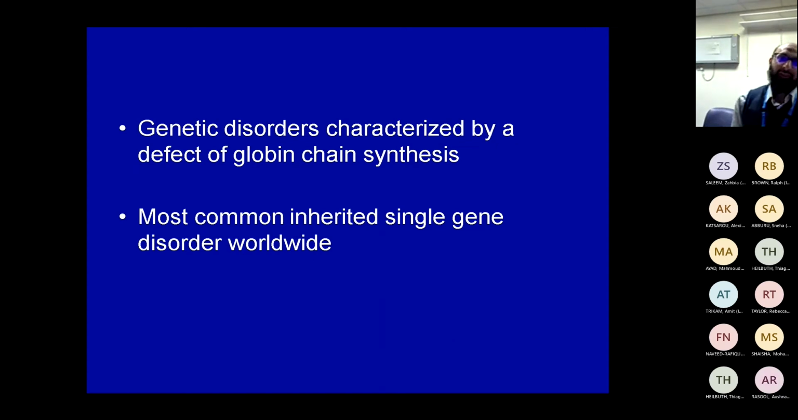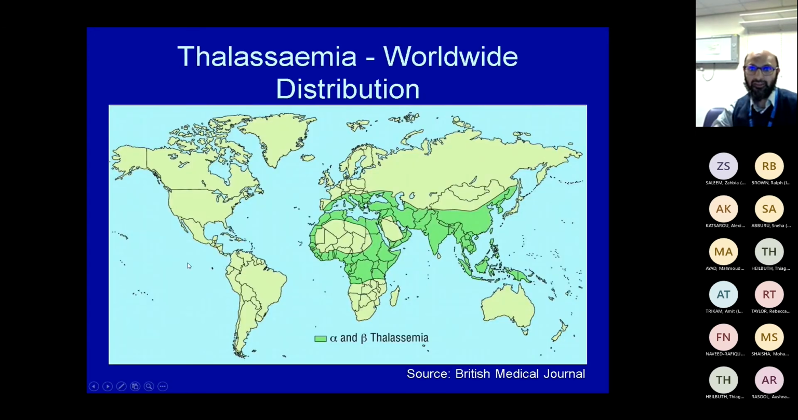So the thalassemias, just coming back to the more epidemiological and clinical aspects of thalassemias. They are genetic disorders, which, as we mentioned, are characterized by defects of globin chain synthesis, and worldwide they are the most common inherited single gene disorders. In terms of distribution, like many of the other hemoglobin disorders, such as sickle cell disease, and some of the other red cell disorders like G6PD deficiency, the distribution overlaps and correlates very closely with areas of the world which have malaria prevalence.